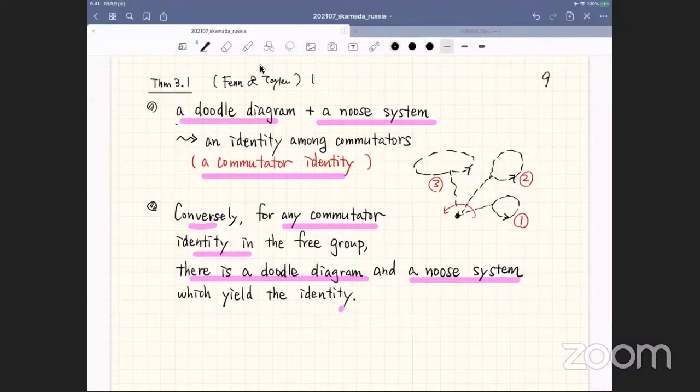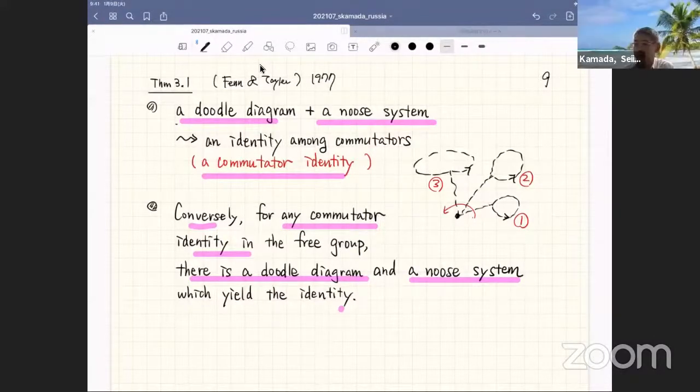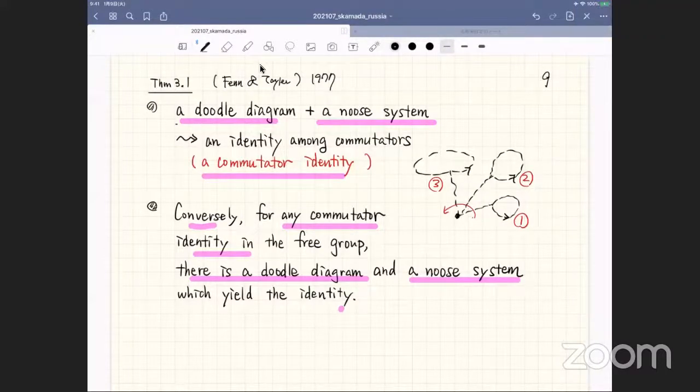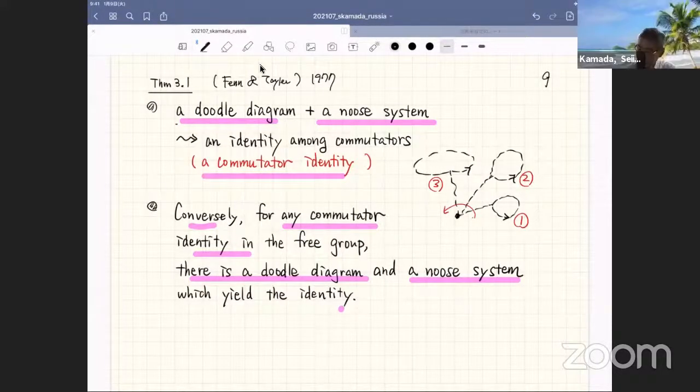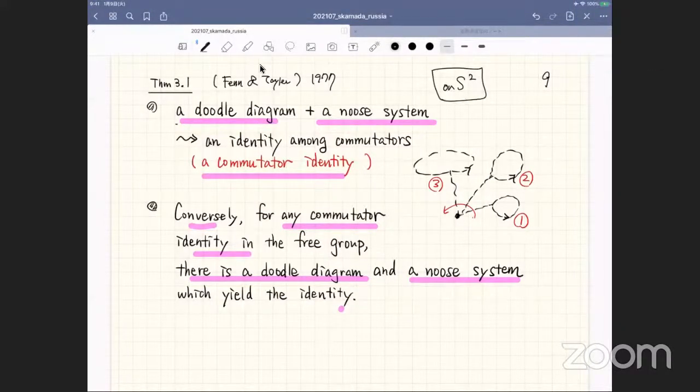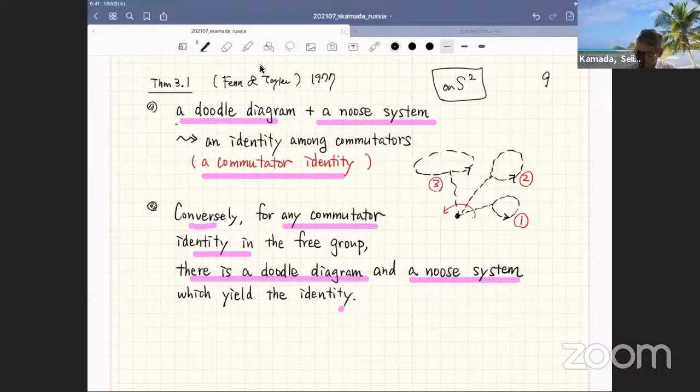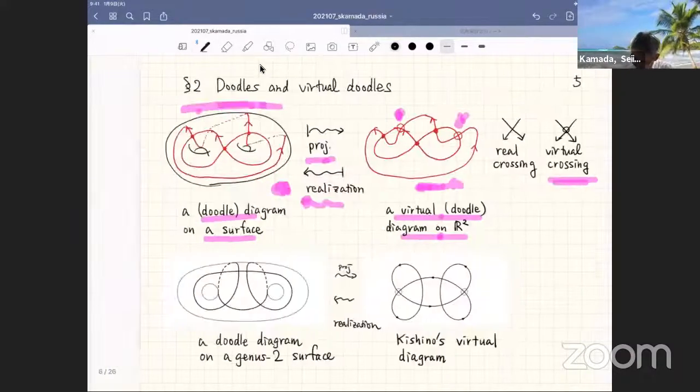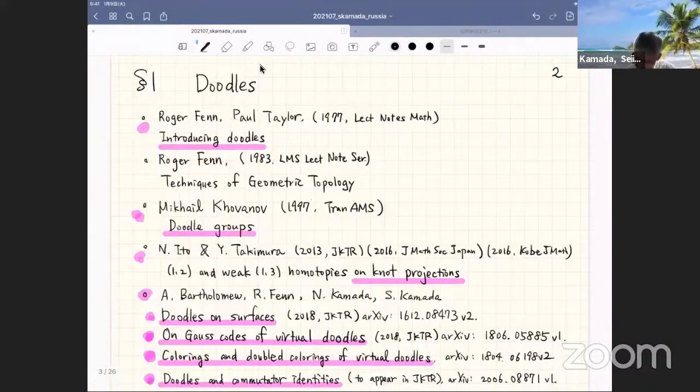May I ask one question here? Yes. So when you get a doodle diagram from the commutator identity, this diagram is on which surface? No, sorry, I'm discussing on S2. Oh, I see, S2 case. Yes, sorry. First, I recall the original Payne and Taylor's and our papers. This paper is on the S2 case. And later, I will discuss the positive genus case.